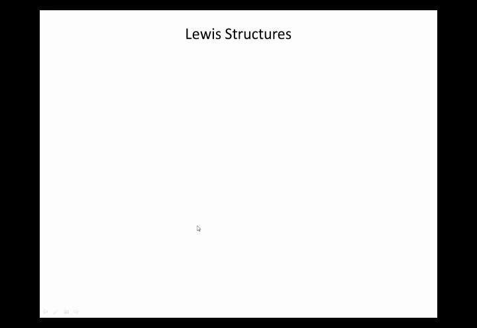Okay, everyone. Today I'm going to talk about how to draw Lewis structures. I've talked about Lewis structures, what they represent, what the lines and the dots represent, and the nature of covalent bonding. But now I'm going to talk about an actual systematic procedure for drawing these things.